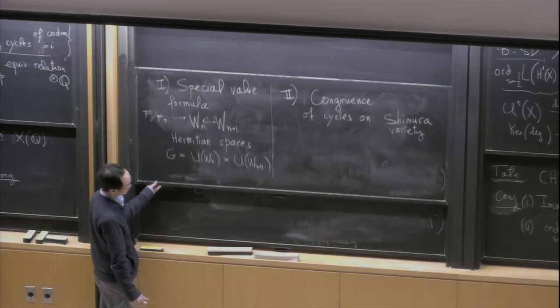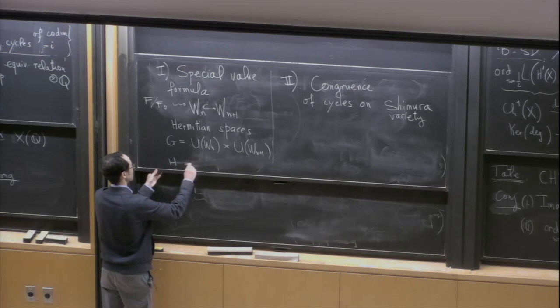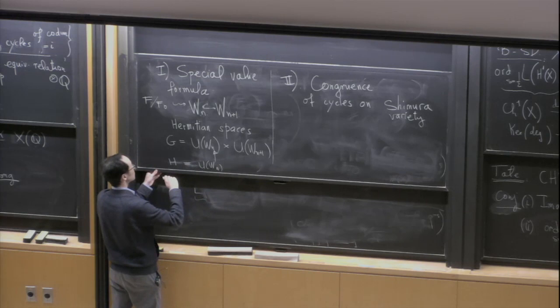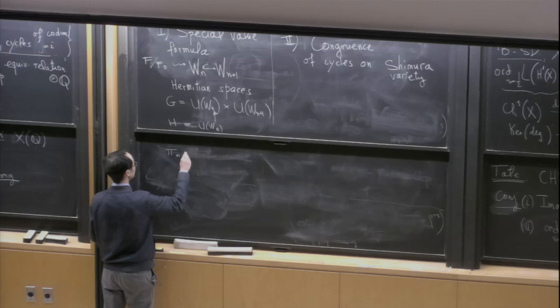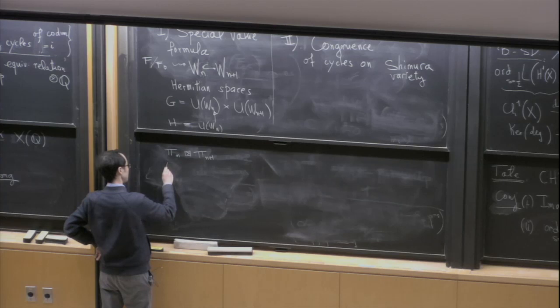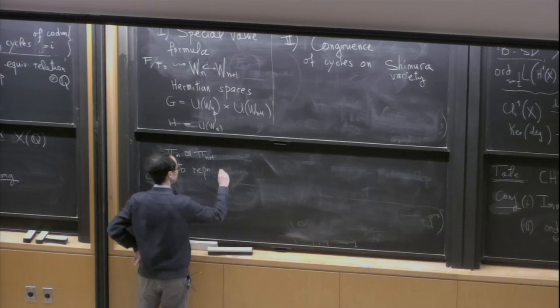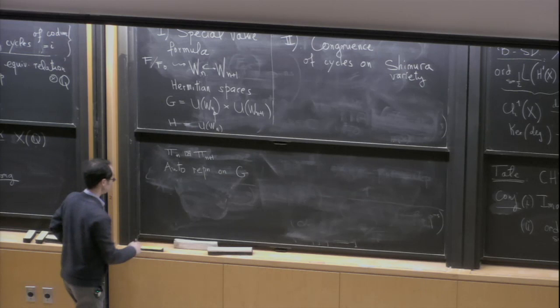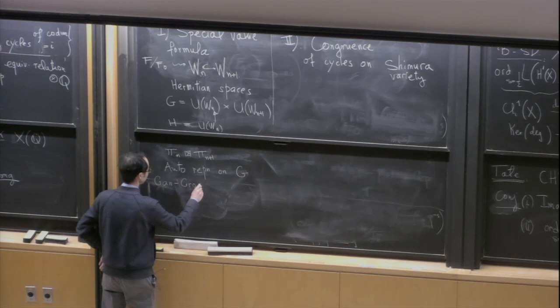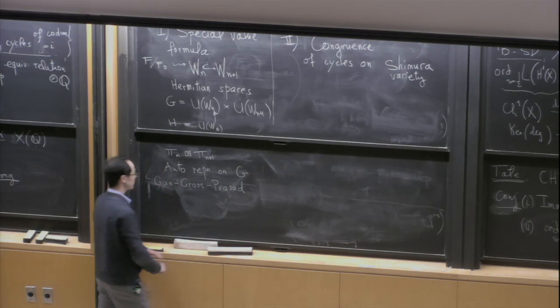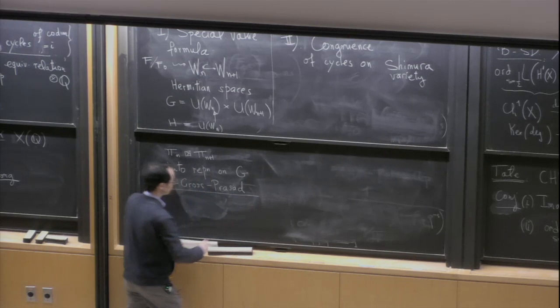The special value formula predicts a relation. The automorphic condition allows us to attach an automorphic representation pi_n and pi_{n+1}. Those are automorphic representations on G, on the product. The special value formula basically says something along the lines of the dimension of the L function. So this is a part of the so-called Gan-Gross-Prasad conjecture, and in this case proved in a long series of work combined with contributions of many people.